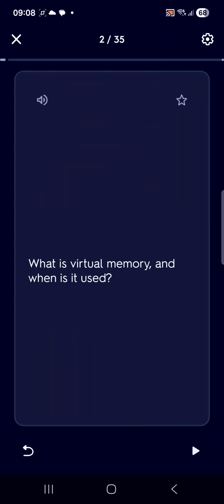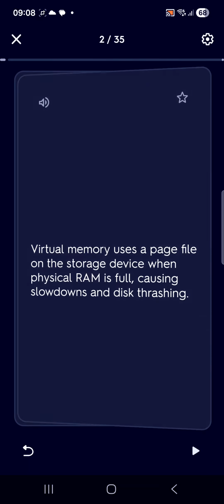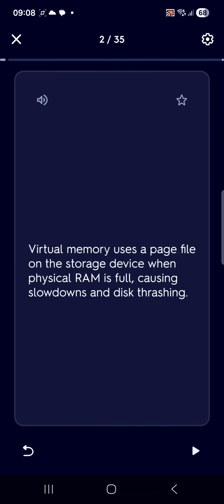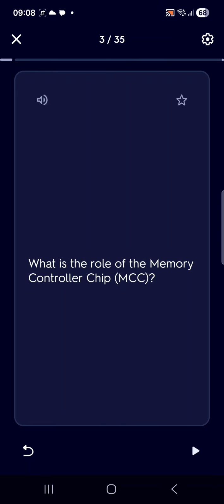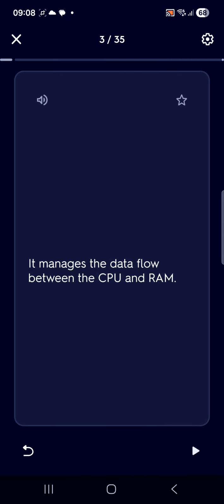What is virtual memory and when is it used? Virtual memory uses a page file on the storage device when physical RAM is full, causing slowdowns and disk thrashing. What is the role of a memory controller chip, MCC? It manages the data flow between CPU and RAM.